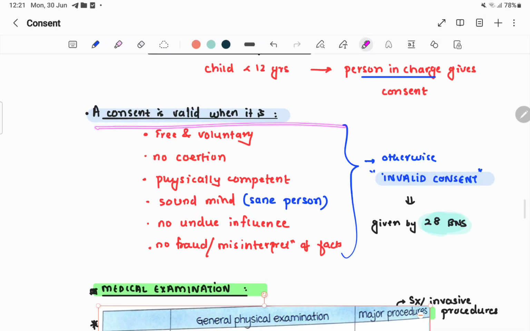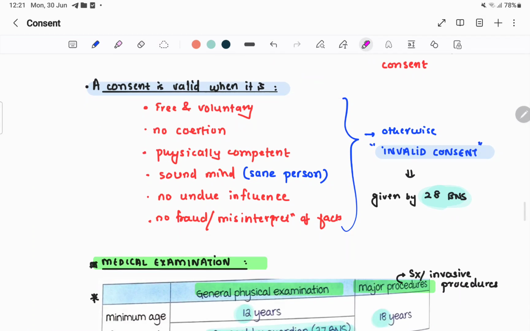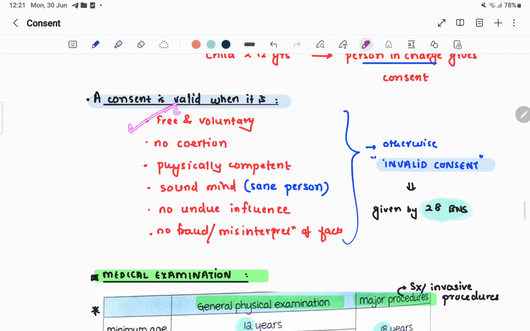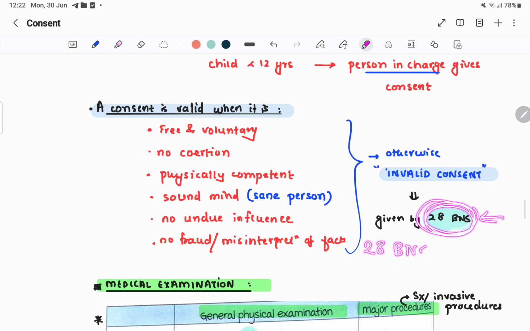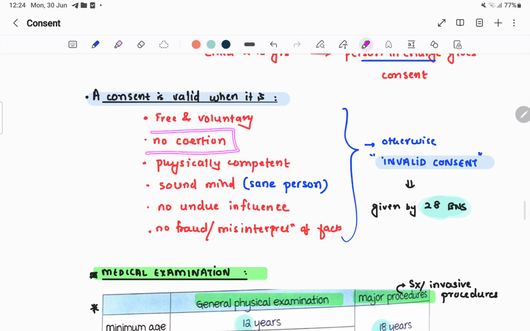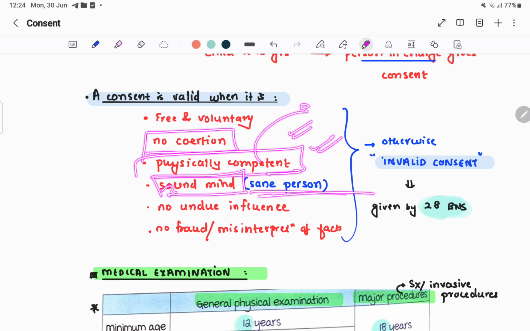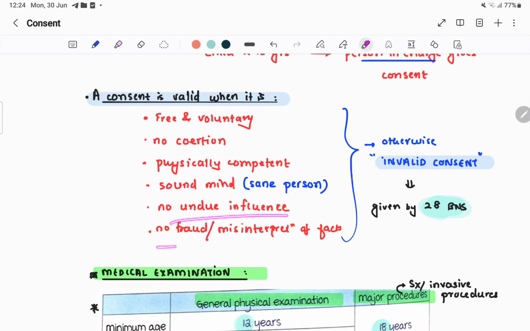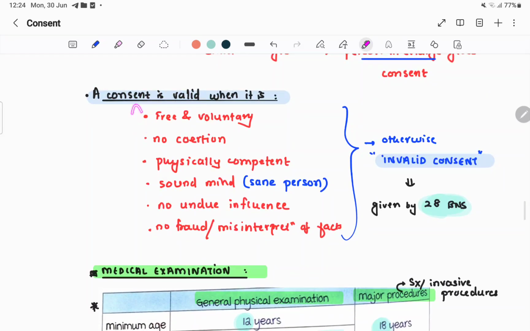A consent is valid only when it is free and voluntary, not with force. You can't forcefully take a consent. A valid consent is governed by 28 BNS. That means no coercion, no forcing. The person giving the consent must be physically competent, of sound mind, a sane person. You can't take consent from an insane person and say that the consent is valid. No influence, no fraud. This is a valid consent.